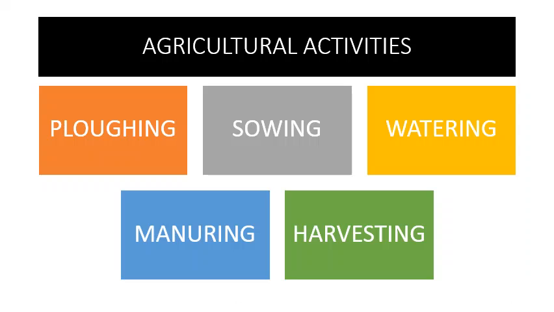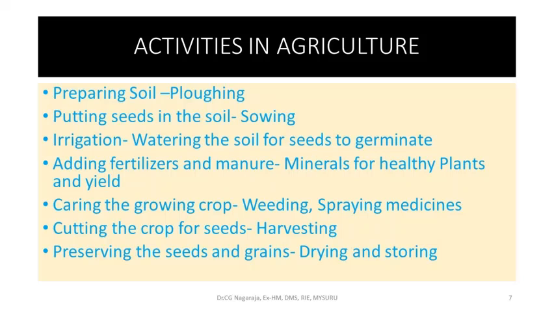Agricultural activities include mainly ploughing, sowing, watering, manuring and harvesting. This is what you have to learn for your examination. They will ask you a question about these areas. In a simple way, preparing soil is nothing but ploughing.